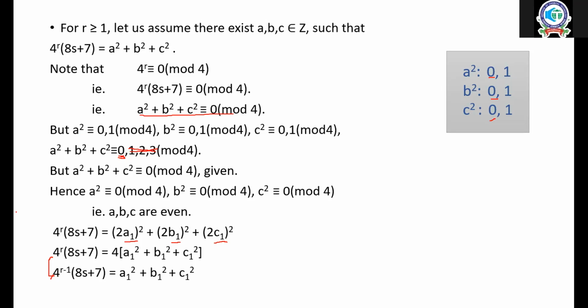So what happens? Now I'll start from here. I can decrease again, r minus 1, by one more step. It becomes r minus 2. So what happens if you go like that? Sir, finally it becomes r minus r. That becomes 0. Yes. Then what happens?